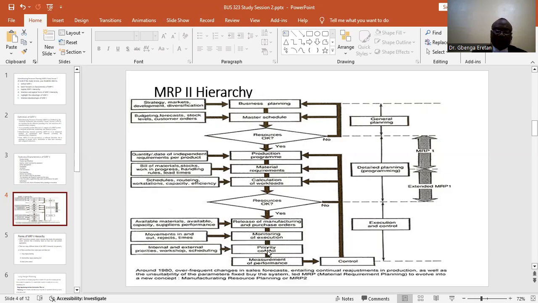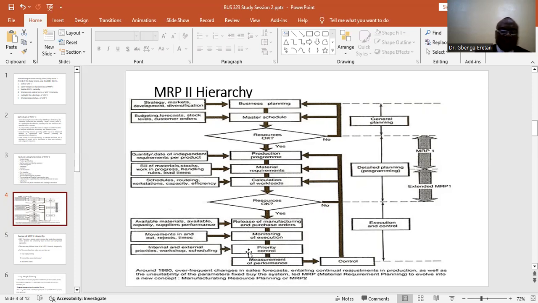You cannot be producing a particular product without properly monitoring the execution of that product. And in monitoring the execution, you want to bring in control, that is, keeping an eye on the expected standard and the actual standard, ensuring that the product that is produced meets the expected standard. At the end of the day, we now have what is called measurement of performance. That is, did we achieve what we actually wanted to achieve?